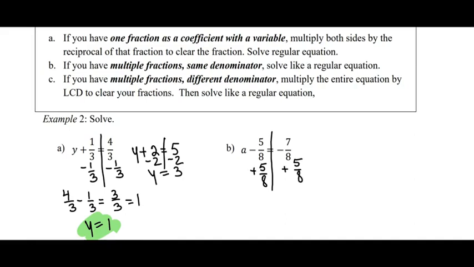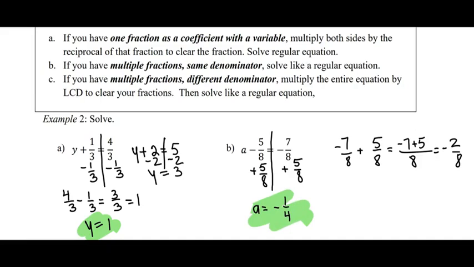So let's work it out. Negative 7 over 8 plus 5 over 8. 8's on the bottom. Negative 7 plus 5 gives you negative 2 over 8. Okay. I can also reduce it. Negative 2 over 8, negative 2 goes into 8 4 times. So I have a equals negative 1 over 4, because negative 2 over 8 reduced is negative 1 over 4. That is your answer to the second one.